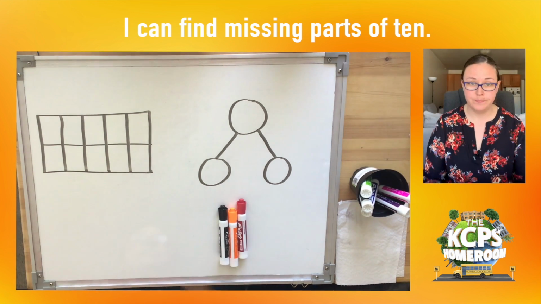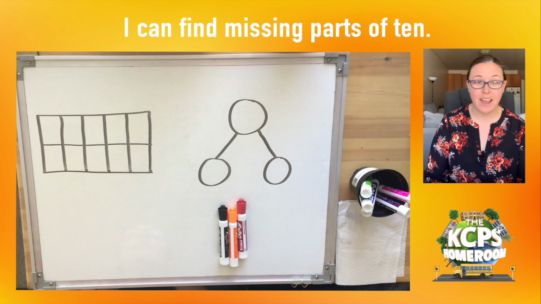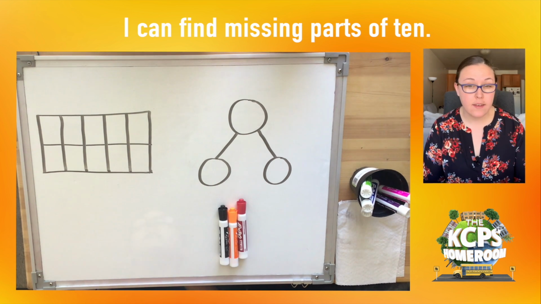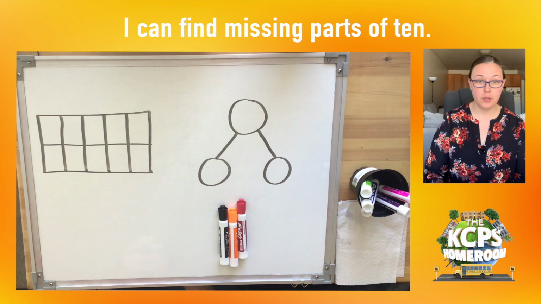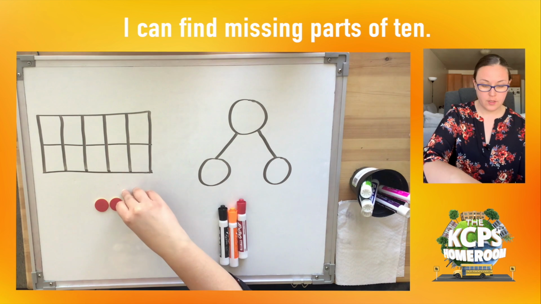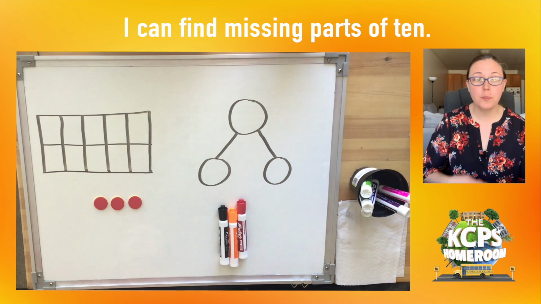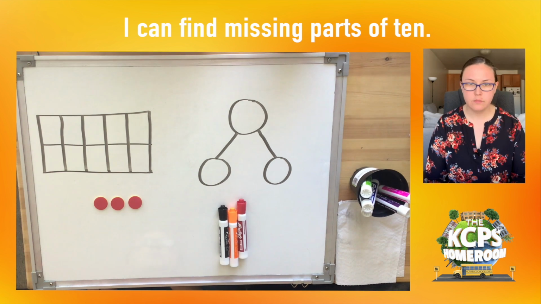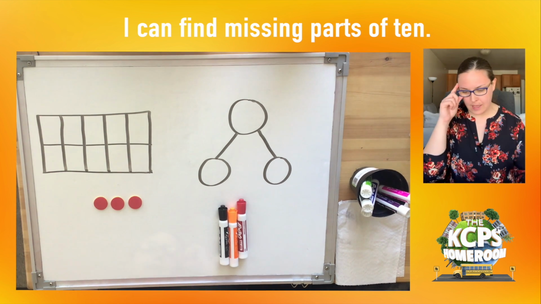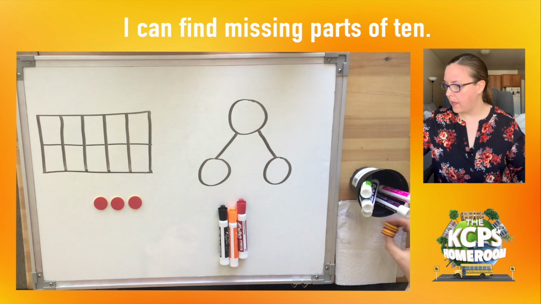I have a friend who, at their house, they have 10 books on their bookshelf. 3 of their books are red. How many books are not red? Let's think about this. How many books are not red?